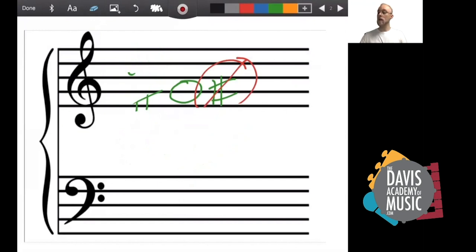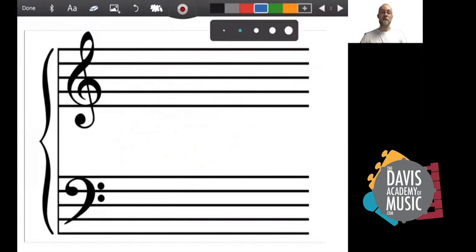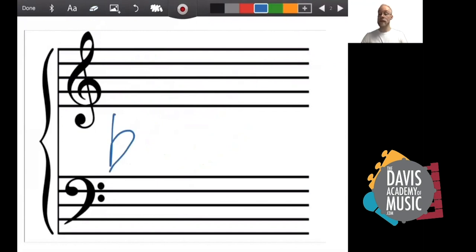Now the next accidental, or the next modifier, is called a flat. And it looks kind of like this. It looks almost like a B, but it's tilted a little bit. Now just like the sharp was a modifier to go up, the flat is going to modify the note down. Imagine if you're driving around and your car gets a flat tire. Well, the car tends to sink down. And in music notation, it's the same thing. When we have a flat before a note, our note goes down.